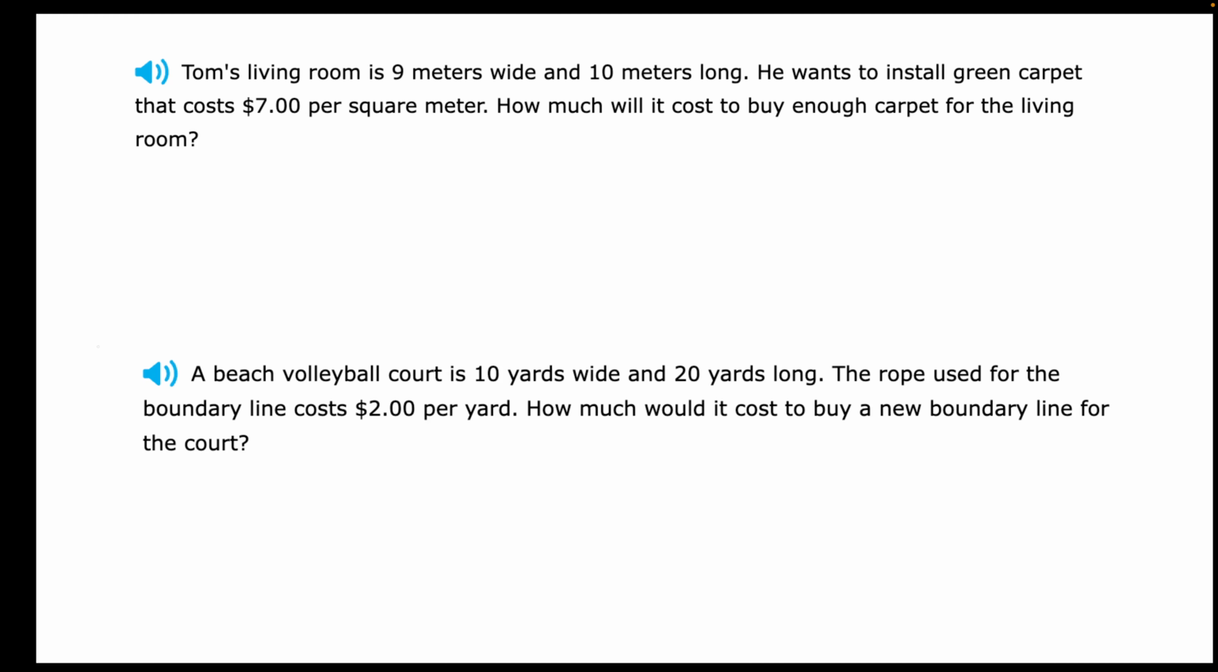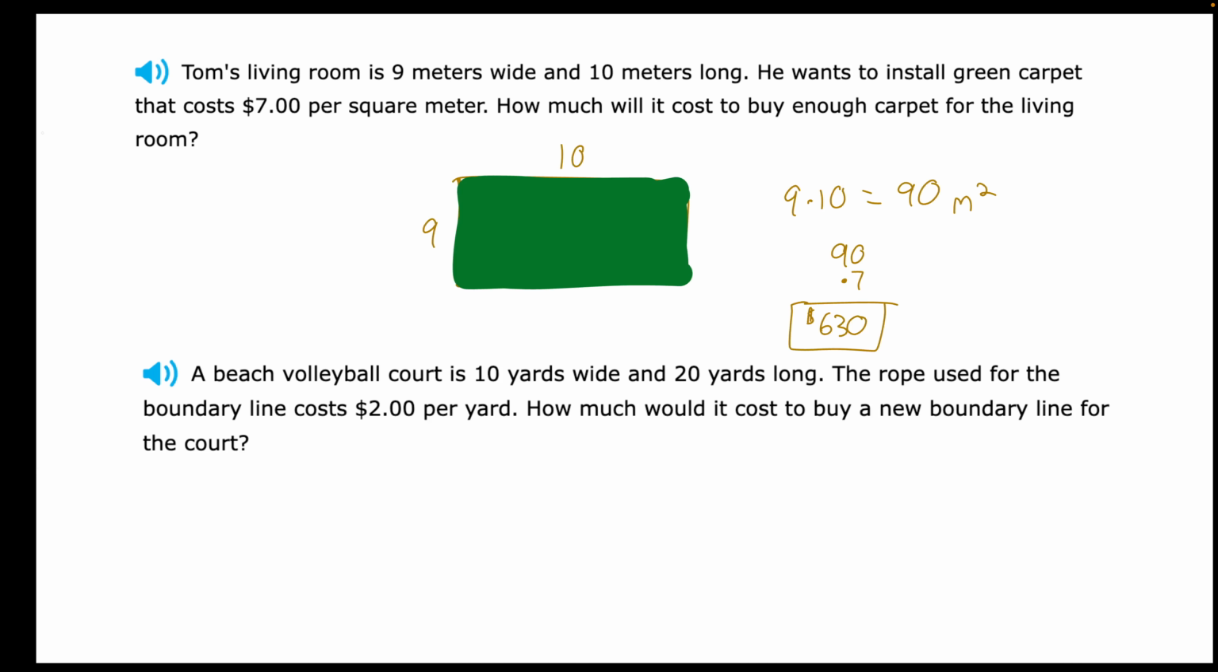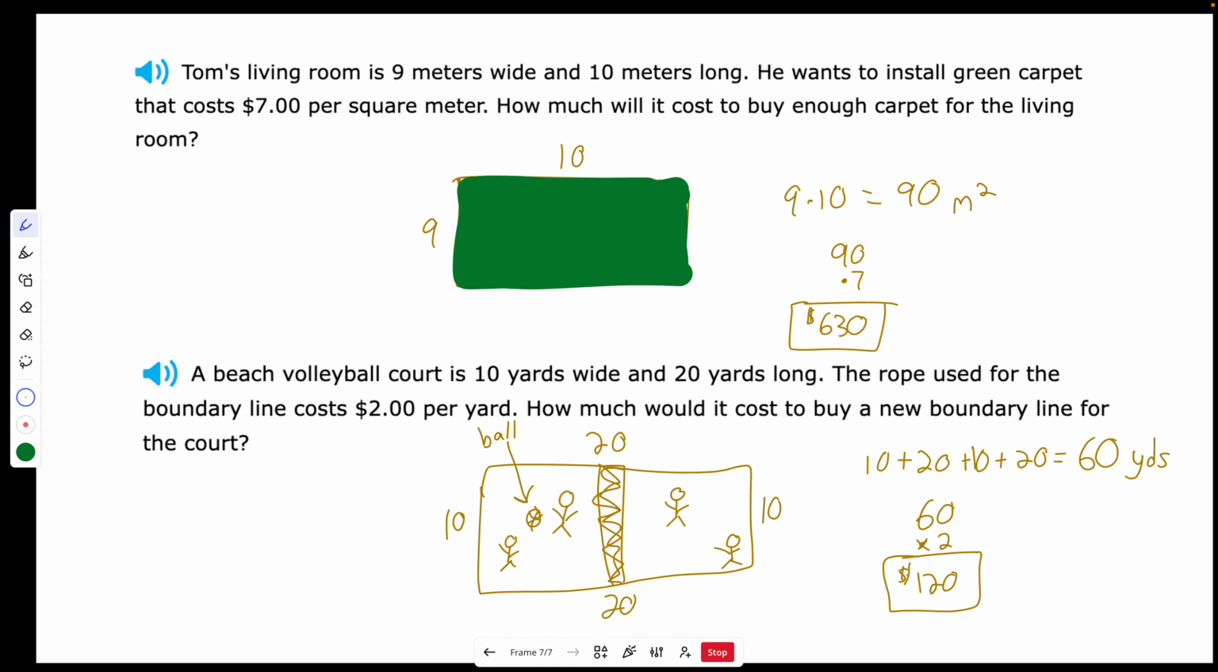Okay, now they've had time to work these problems. Let's check your solutions. Okay, for the first problem, here's my beautiful drawing. I don't know why Tom wants green carpet, but that's up to him. But your final answer should have been $630. Okay, for the second problem, here's my beautiful drawing of a beach volleyball court. Okay, and when you find the perimeter and then the total cost, you should have gotten $120.